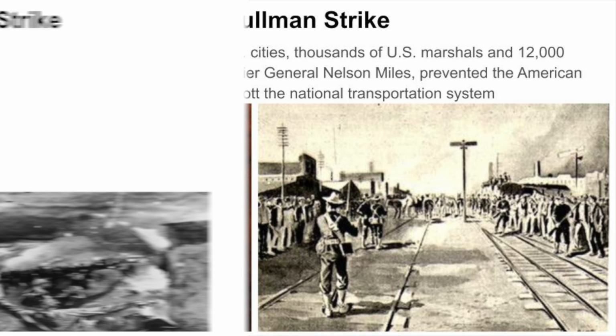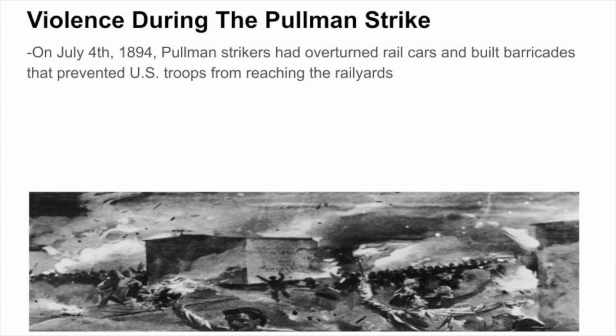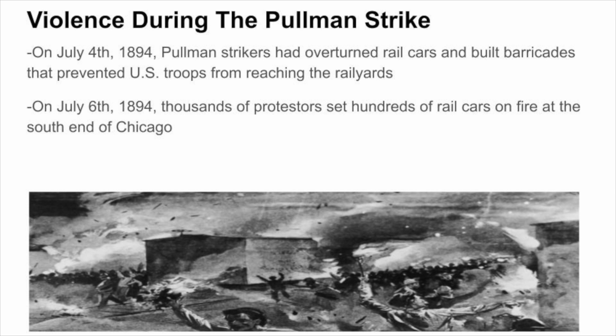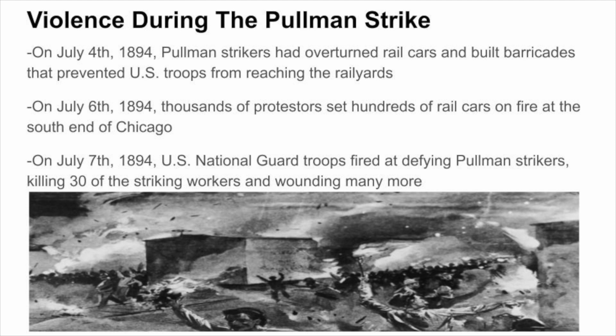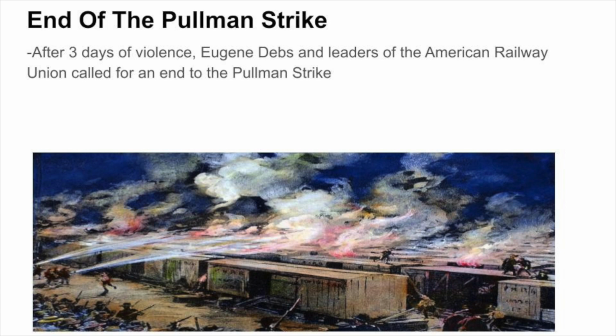On July 4, 1894, Pullman strikers had overturned rail cars and built barricades that prevented U.S. troops from reaching the rail yards. On July 6, thousands of protesters set hundreds of rail cars on fire at the south end of Chicago. On July 7, U.S. National Guard troops fired at defying Pullman strikers, killing 30 of the striking workers and wounding many more. After 3 days of violence, Eugene Debs and leaders of the American Railway Union called for an end to the Pullman strike.